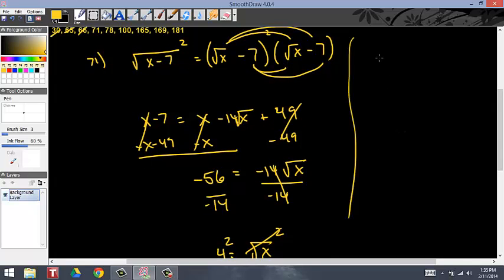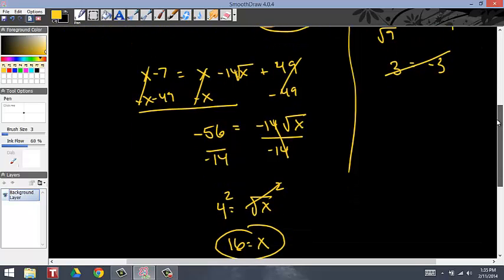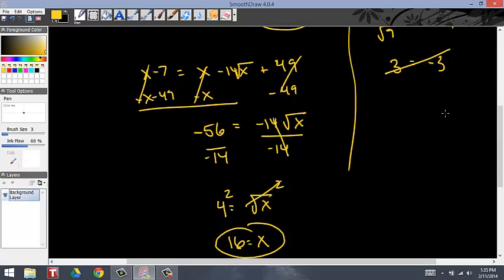So the original problem was radical 16 minus 7 is equal to radical 16 minus 7. Well, this is 9, so rad 9 is 3 equals, this is 4. 4 minus 7 is negative 3. True or not true? Not true. That was the only answer I was given, which means this answer is actually no solution.